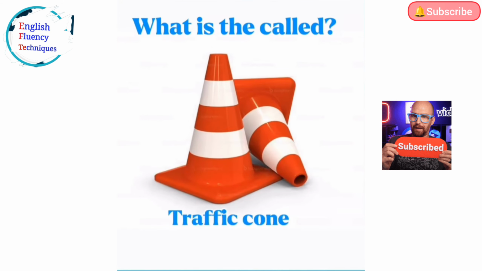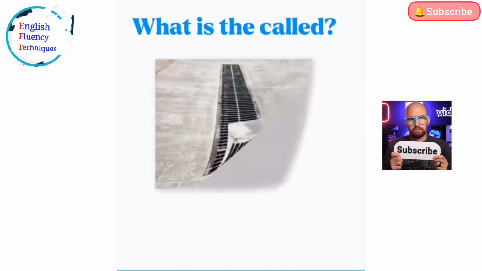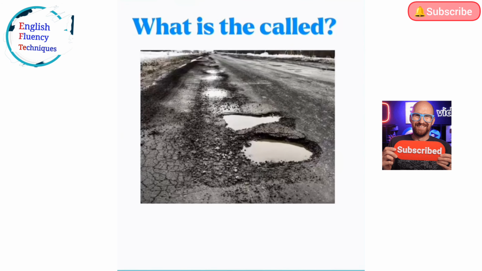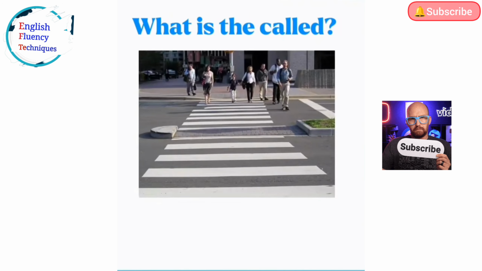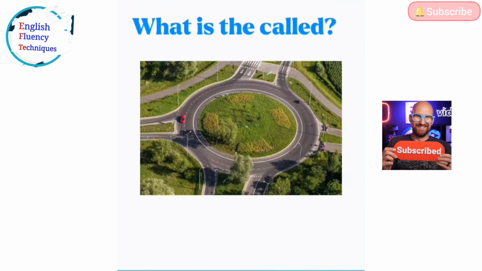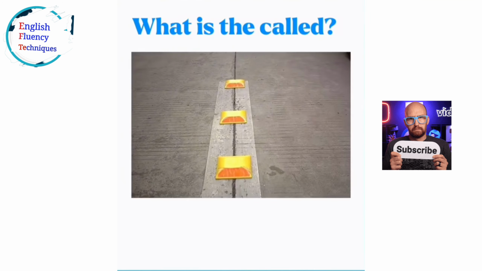What is this called in English? Traffic cone. What is this called in English? Manhole. What is this called in English? Drain. What is this called in English? Pothole. What is this called in English? Crosswalk. What is this called in English? Roundabout.